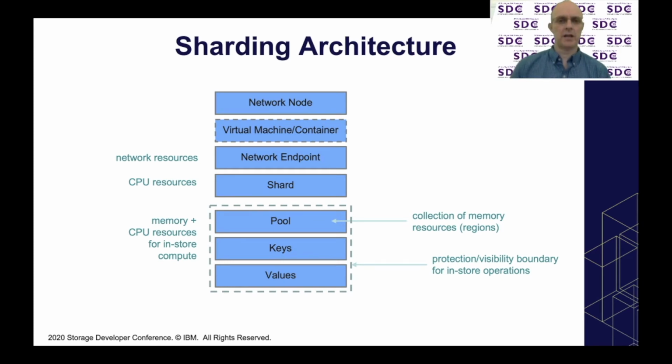MCAS is based on a sharding architecture. Each network node can manage one or more virtual machines or containers, or of course use bare metal. Each process maintains a shard and a network endpoint. Shards manage multiple pools, which define a collection of memory resources, or regions, and also define the memory and CPU resources for the in-store compute. Each pool has one or more keys, and each key has one or more values. Note here that the protection and visibility boundary for in-store operations is actually the pool. We'll talk a little bit more about this later.